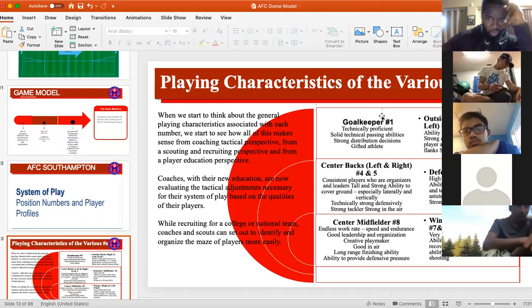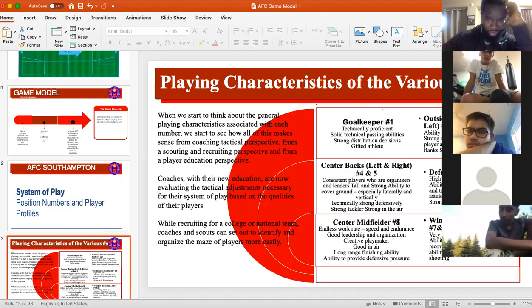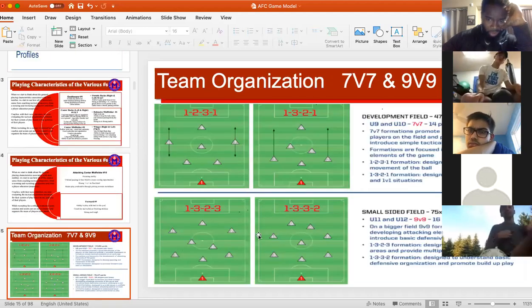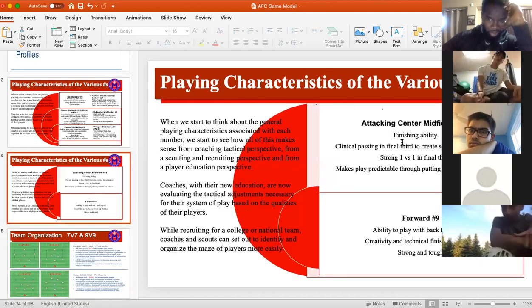So in here, goalkeeper is number 1. You know that. Your left and right back is number 2 and 3. Your center back is 4 and 5. Your number 6 is your defensive midfield. Your number 8 is your central midfield, and your number 7 and 11 is your wing midfield, right? Wingers. Then you come in here and you go to your number 9. Number 10 is your attacking midfield, and your number 9 is your forward.